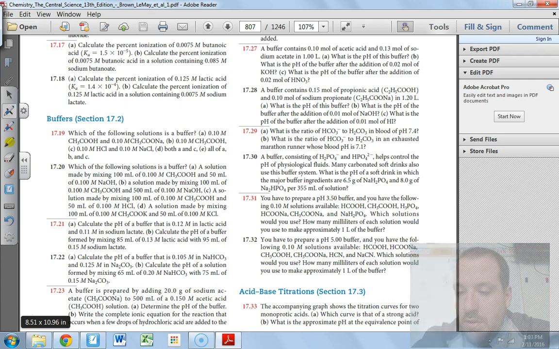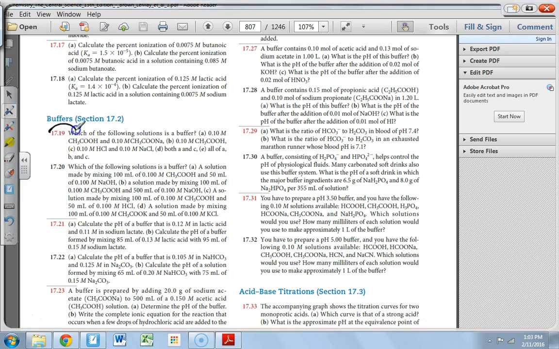So I wanted to take a little bit of time and go over some of this, and so we're going to do question number 17.19 here in this example. Okay, and it says, which of the following solutions forms a buffer? Now, a buffer is, remember, the acid or base and its conjugate. Okay, those two things, and I'll put an "and" here and not a plus. So those two things make a buffer.